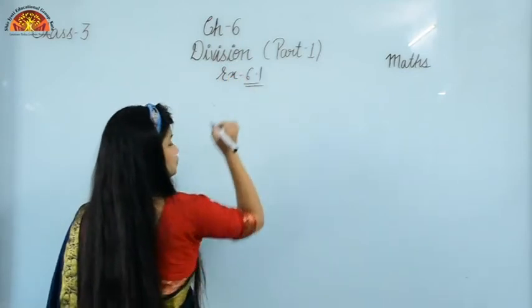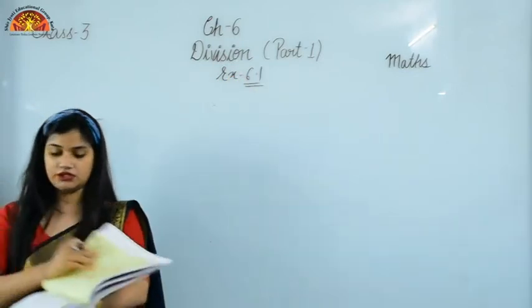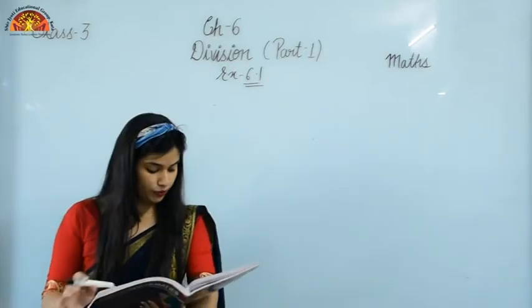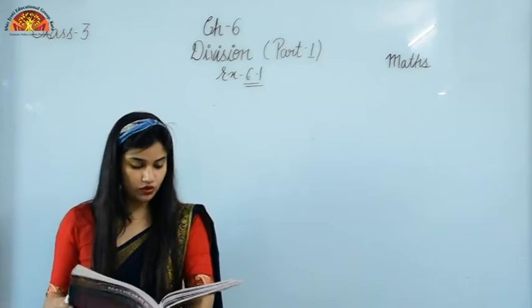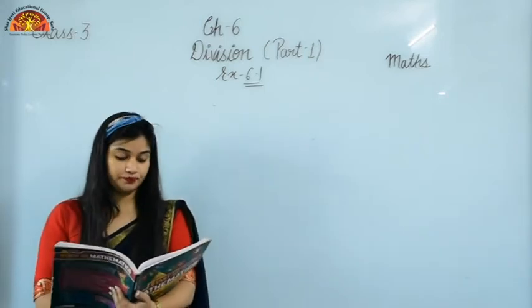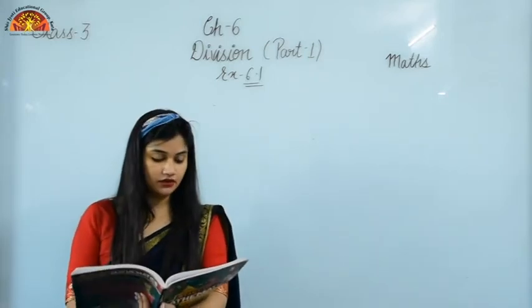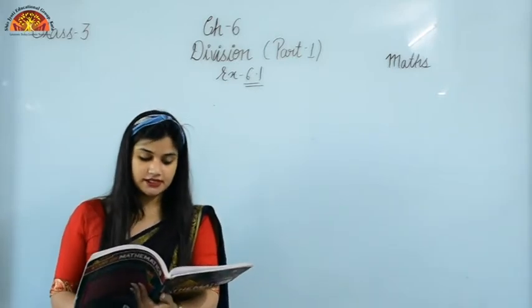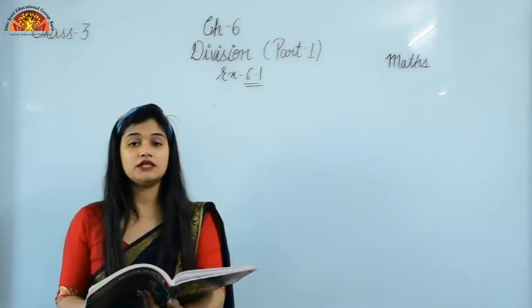So students, now we see a question of exercise 6.1. Exercise 6.1, and we are taking a question that is given on page number 76. Students, open page number 76 in your book and look at question number 3. Question number 3 is, enclose the 12 cricket balls in boxes such that there are 3 balls in each box.